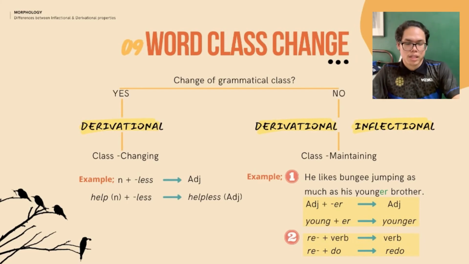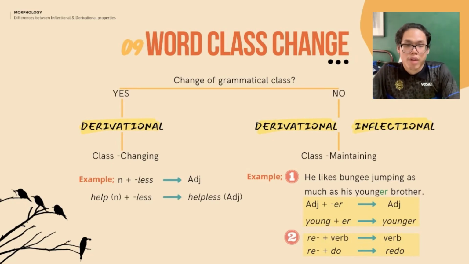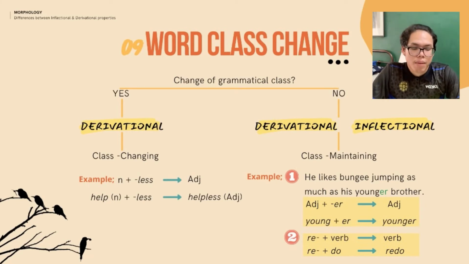Let's take a look at the examples. First example under class changing: noun plus suffix less becomes adjective. Before this we have a noun, and after we combine it with suffix less, it becomes an adjective. For example, help. Help is a noun. We add suffix less, and the stem becomes helpless. It becomes an adjective, so the word class changes. This is derivational.